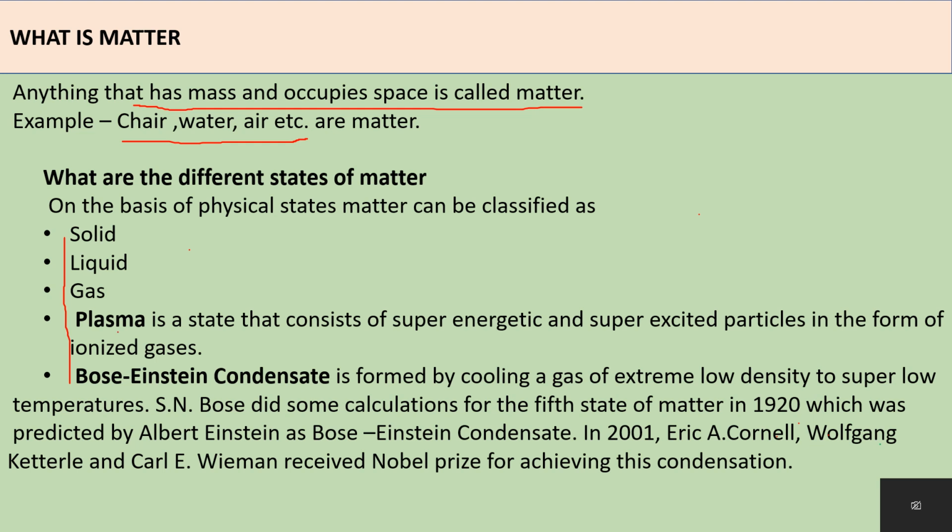Plasma is a state that consists of super energetic and super excited particles in the form of ionized gases. Fluorescent tubes and neon sign bulbs consist of plasma.